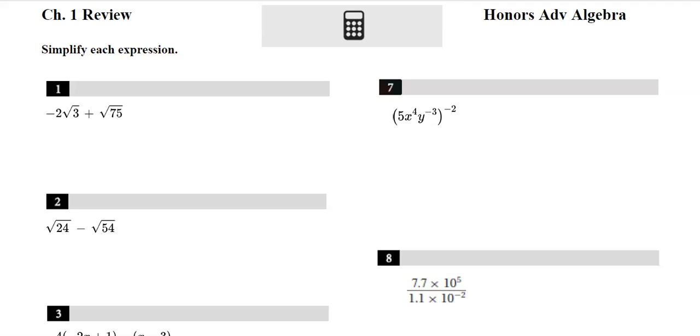Chapter 1 review. Let's get ready for the test. This test, you can use the calculator on the whole thing. In the future, there may be some no calculator sections, but not today. So let's jump right in.